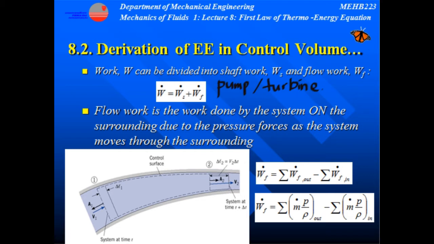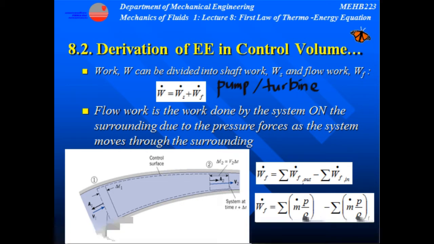While the flow work is the work done by the system on the surrounding due to the pressure forces. So pressure forces exist at the inlet and outlet. Therefore, the flow work is the difference of the flow work at the outlet minus inlet. So it can be measured by using m times P divided by rho. So in the rate form, it is mass flow rate times pressure divided by density, outlet minus inlet.